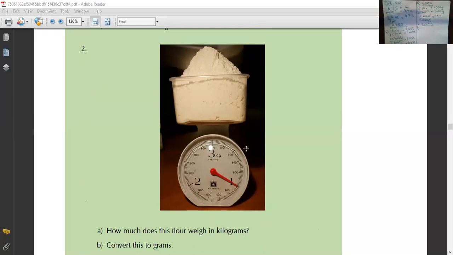As you can see, this flour is exactly at the 1 kg mark. So this is simple and straightforward. It's just a matter of observation. Part A is just a matter of observation. How much does this flour weigh in kilograms? This flour is weighing 1 kg. That is the total value for the flour.